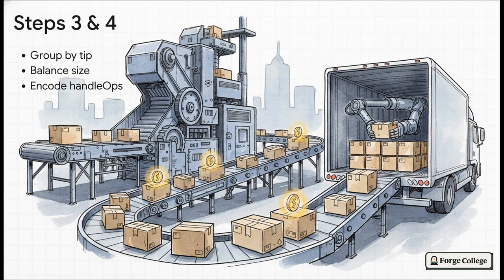Moving down the belt to Step 3, the bundler prioritizes the parcels. Naturally, the highest tipping packages get loaded onto the truck first. Express mail rules definitely apply here. It balances the total weight of the batch against network gas limits and then encodes everything into a single HandleOps transaction. And here is the kicker. For Step 4, the bundler actually pulls out its own wallet and pays the upfront gas fee to the network just to submit this massive batch.